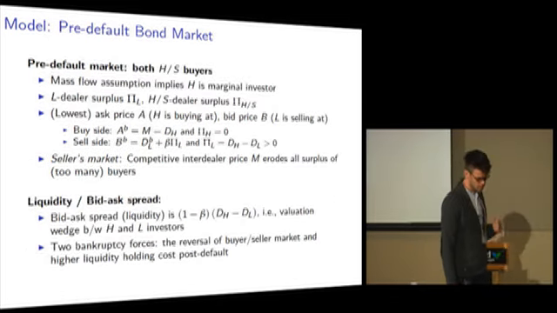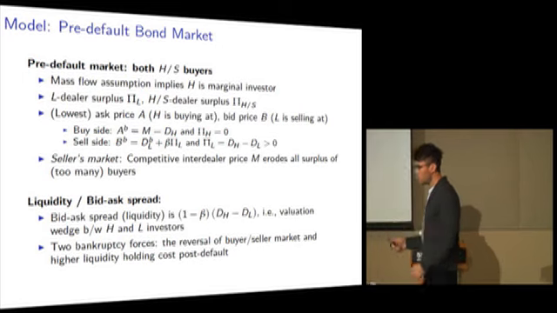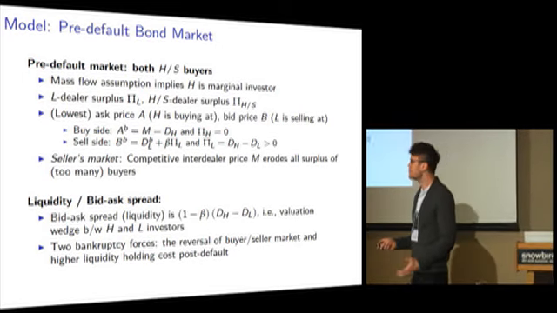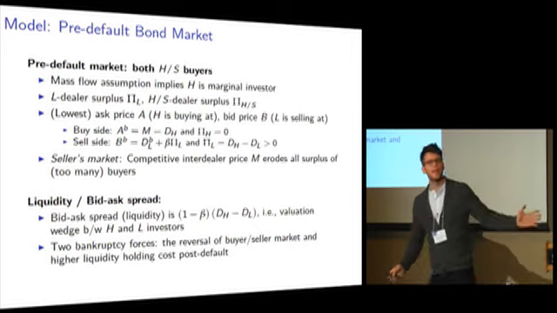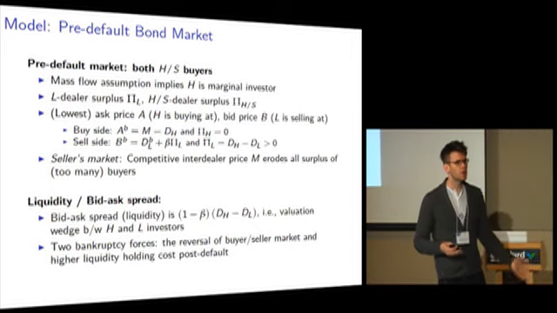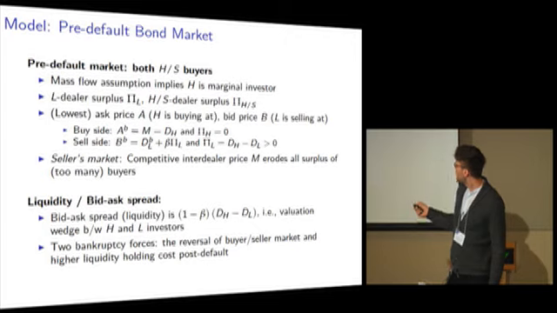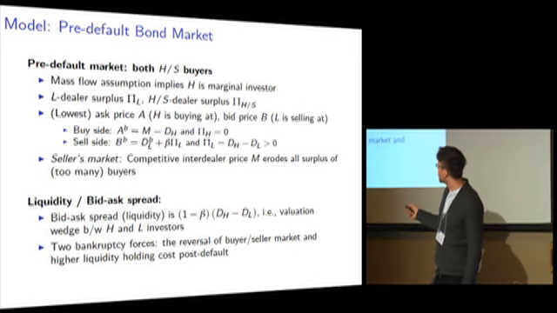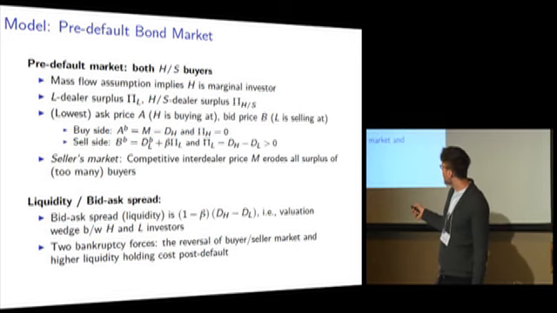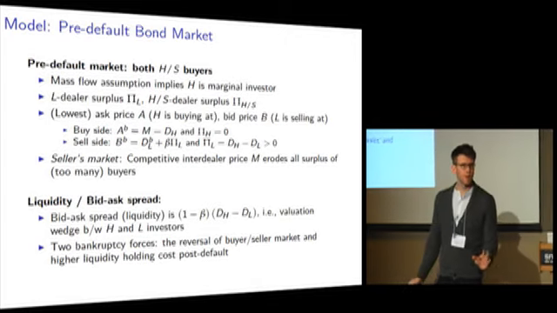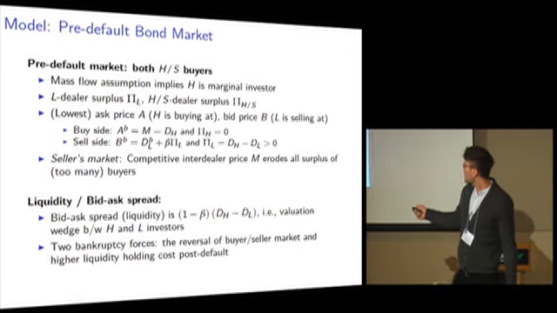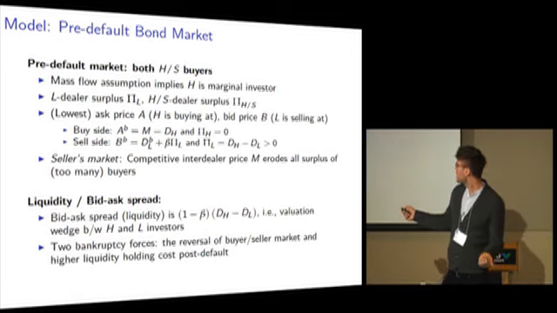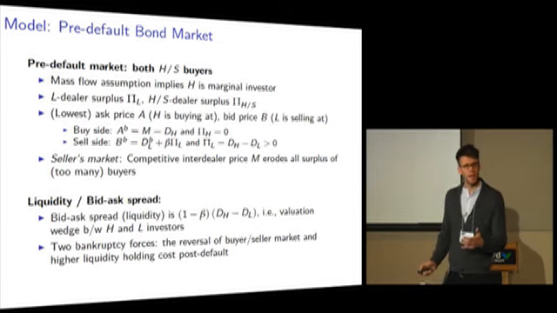So in the pre-default market, now what we have is that there's an abundance of buyers. And the mass flow assumption essentially means that there's enough H-type buyers to soak up the selling pressure. And that means that the H-type is the marginal investor here. There's not enough S-types to soak up all the selling pressure. Now we're going to concentrate on the L dealer surplus pi L and the H dealer surplus pi H. So there's, of course, some surplus pi S that we're going to ignore here. Now the lowest ask price that H, the marginal guy, is buying at, and the bid price B are essentially, again, determined by this Nash bargaining game.